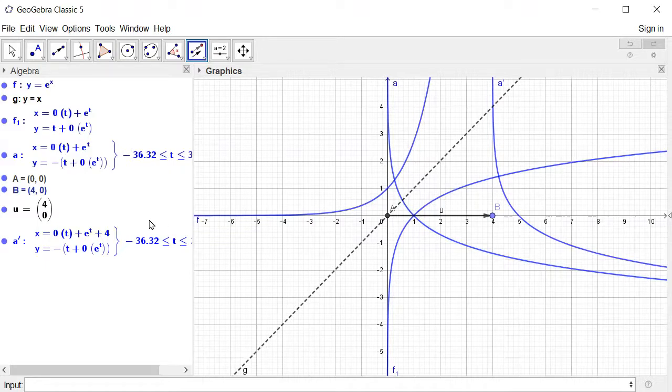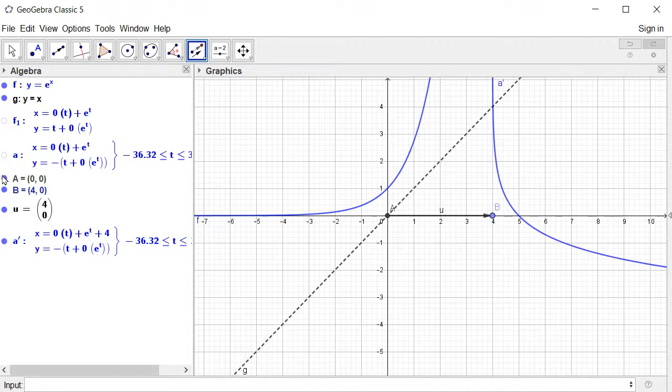I'm going to erase all the intermediate ones. That's just a point; we don't need these. So this is the picture right here. Let's see if it's the correct one.